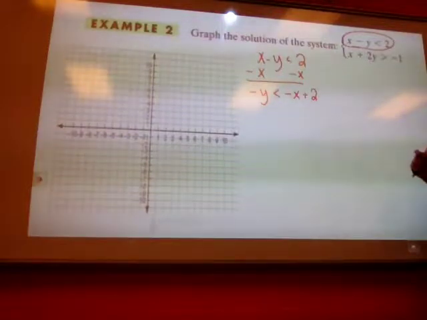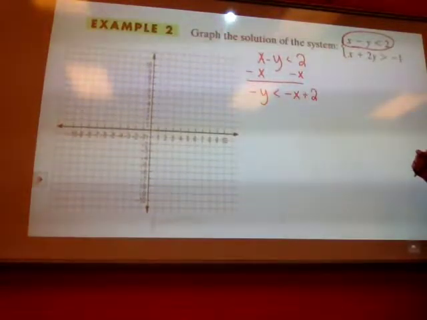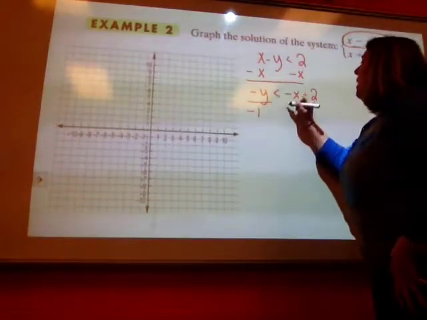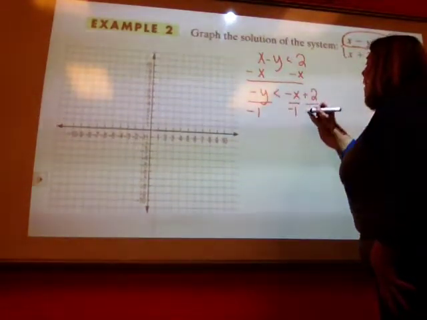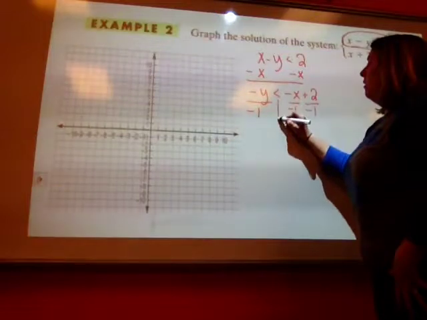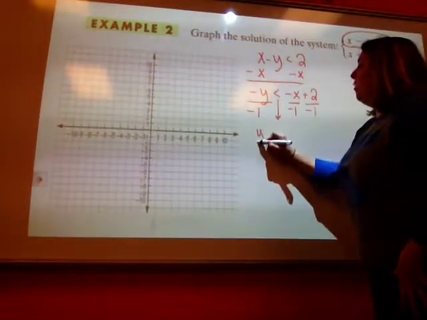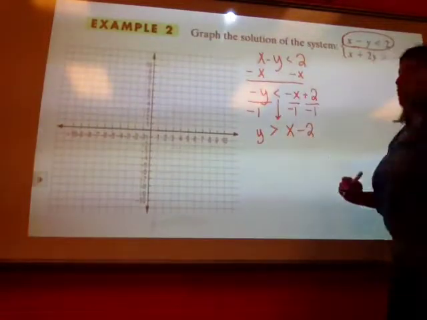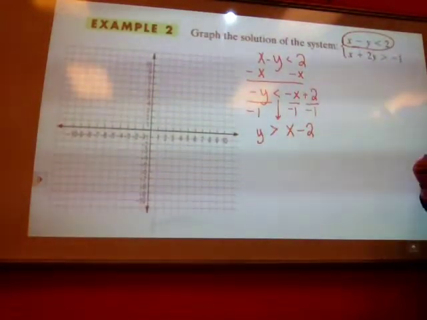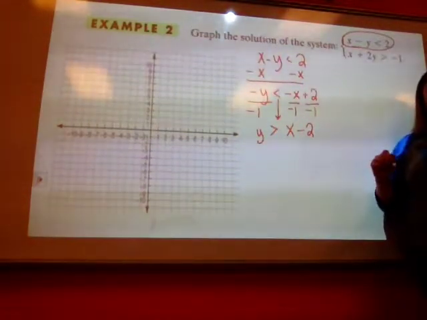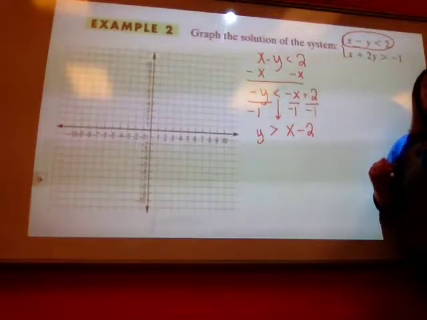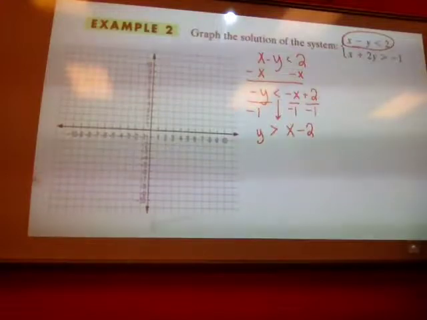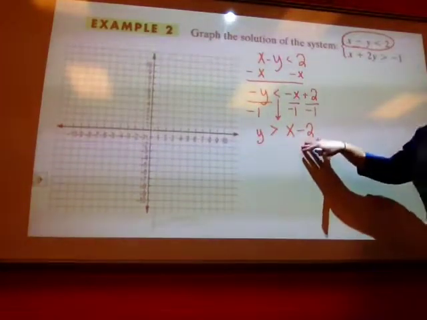What do I need to do? Divide by negative 1. And when that happens, what else has to happen? I switch the inequality symbol. How many of you forgot to switch the inequality symbol? Did anybody forget to switch it before I said something about it the first time? Way to be honest. Okay, so now I'm going to graph.